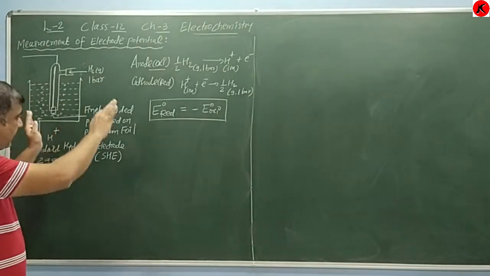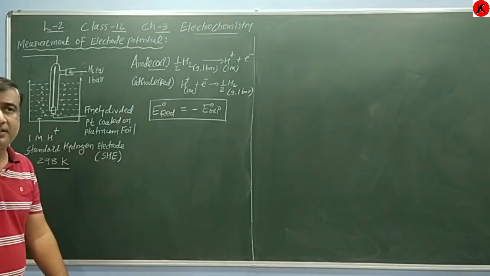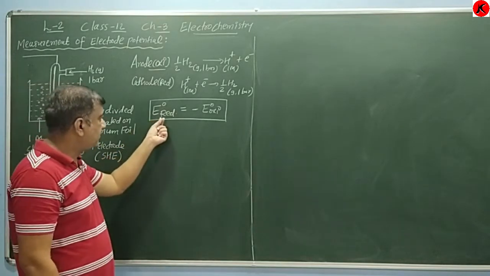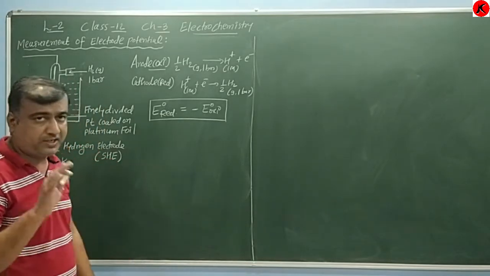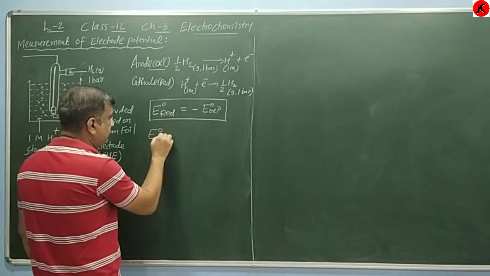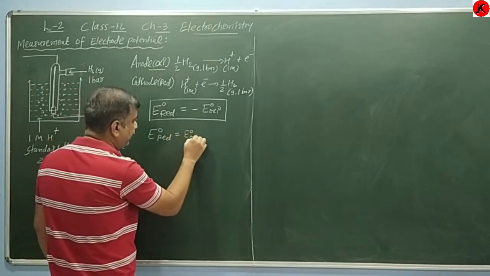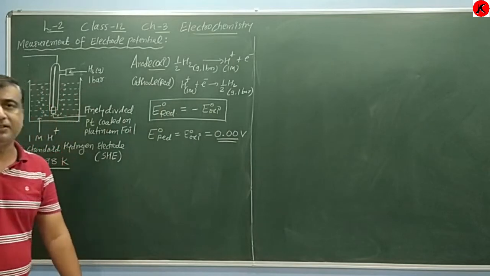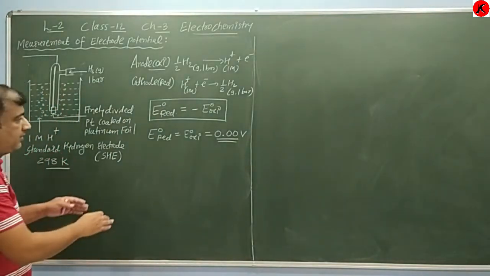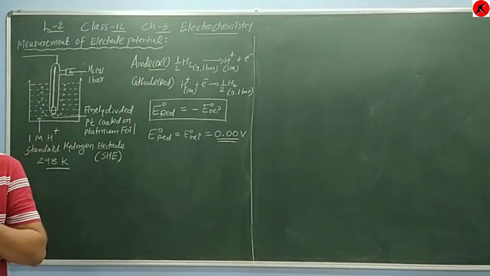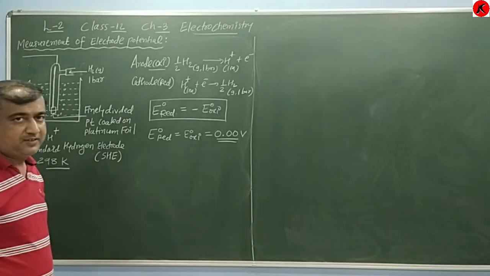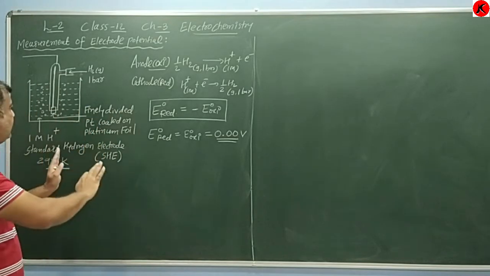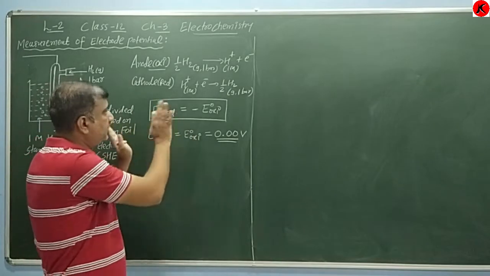By convention, IUPAC has accepted for this standard hydrogen electrode that the standard reduction potential and standard oxidation potential are taken as 0. That means the standard reduction potential and standard oxidation potential of this cell are accepted as 0.0 volt. When it is accepted as 0, it is easy to measure the standard electrode potential of another half cell. This is the construction of the standard hydrogen electrode and its information.